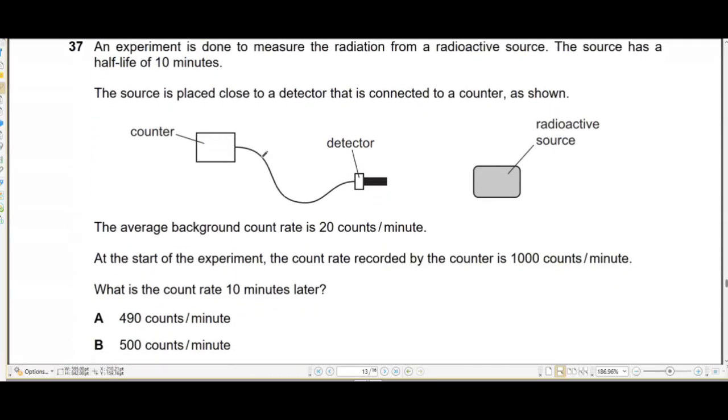Question number 37. An experiment is done to measure the radiation from a radioactive source. The source has a half-life of 10 minutes. The source is placed close to a detector that is connected to a counter as shown. The average background count rate is 20 counts per minute. At the start of the experiment, the count rate recorded by the counter is 1000 counts per minute. So what is the count rate after 10 minutes?